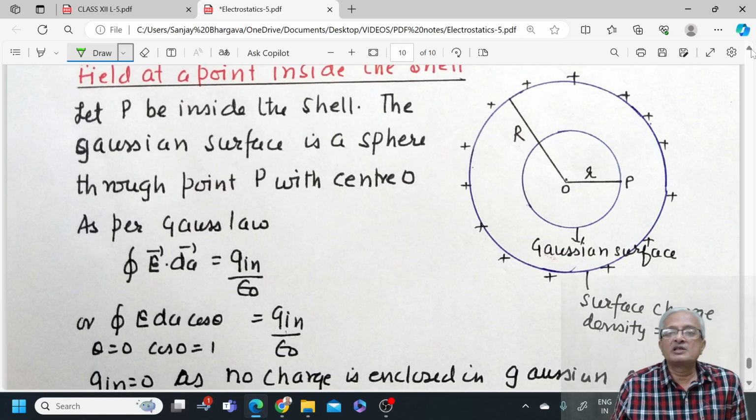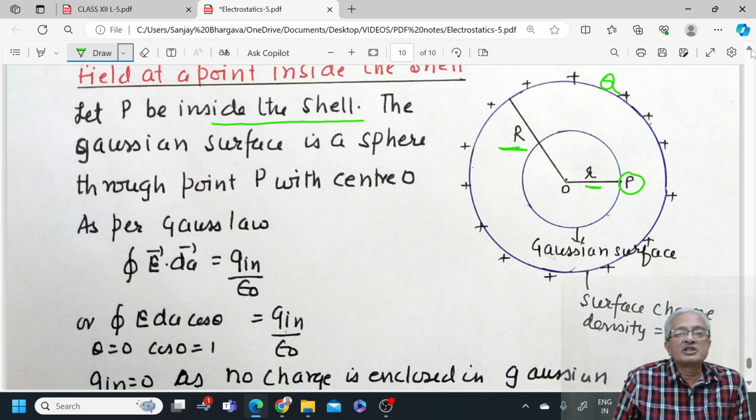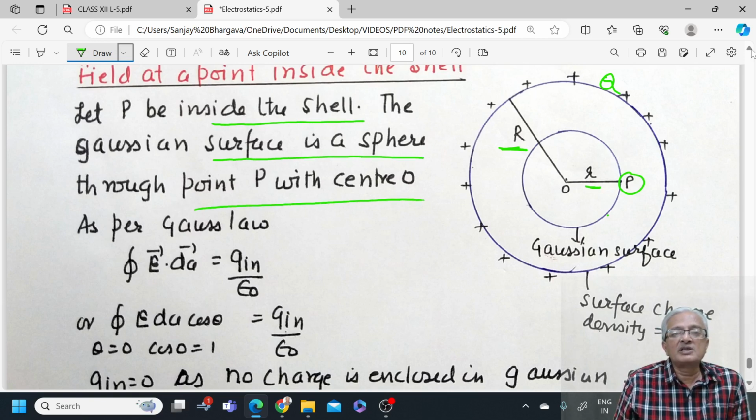Now this represents the charge distribution. This is the radius of the sphere. The total charge on here is q. We choose a point inside here. There is no Gaussian surface, so we imagine a sphere of Gauss as the Gaussian surface of radius small r. So let P be inside the shell. The Gaussian surface is a sphere through the point P with the center O.